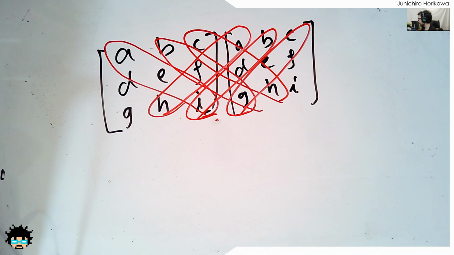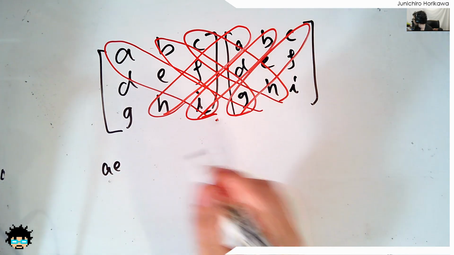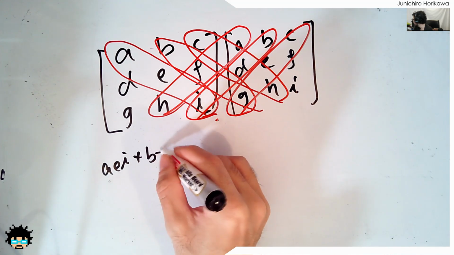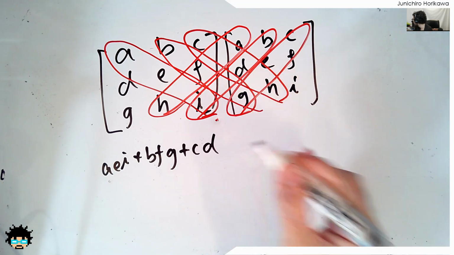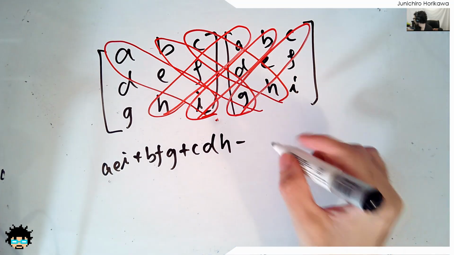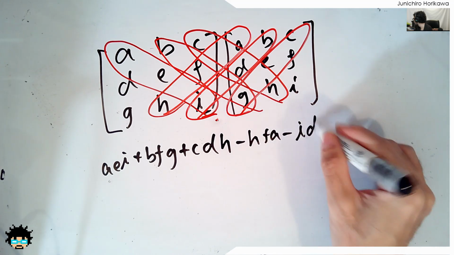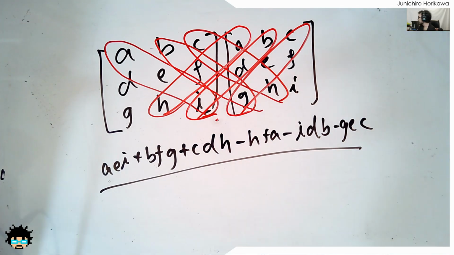So as a result, the calculation for a 3x3 matrix determinant looks like this: A, E, I plus B, F, G plus C, D, H minus H, F, A minus I, D, B minus G, E, C. So this is going to be the determinant value for the 3x3 matrix.